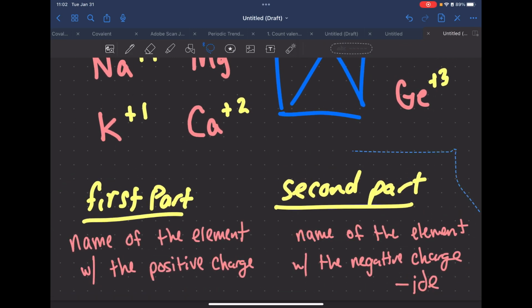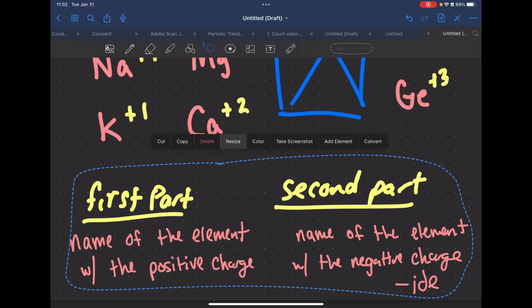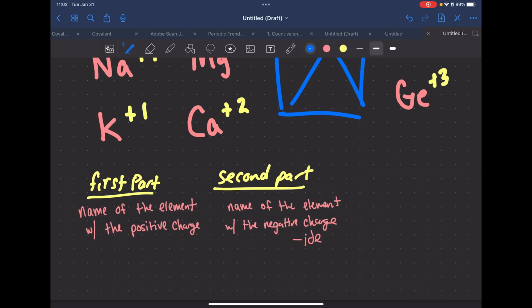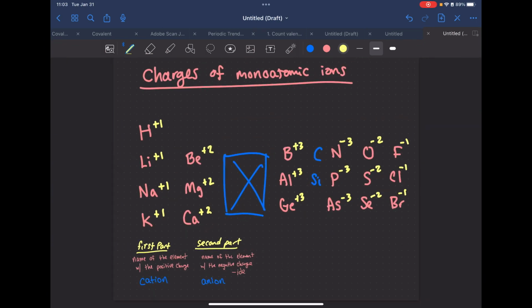Do y'all have room under first part and second part? If you have room somewhere, I'd like you to add in a couple of examples. Because occasionally I will refer to the first part as the cation, and I'll refer to the second part as the anion. Cation and the anion. There are a million mnemonic devices that you can use to remember which is which. I'll teach you those later. I don't really have time right now.